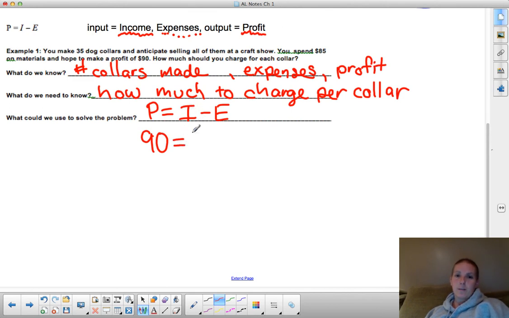Our income is going to be the 35 collars we sold, or, I'm sorry, the 35 collars we made times how much we're going to sell them for. So $35 times whatever we're going to charge is going to be our income. And once we have our income, then we have to subtract out how much we spent to make those collars. We spent $85 in this case.